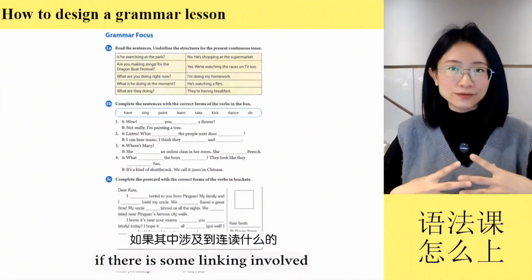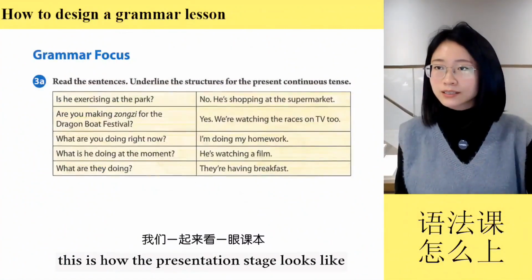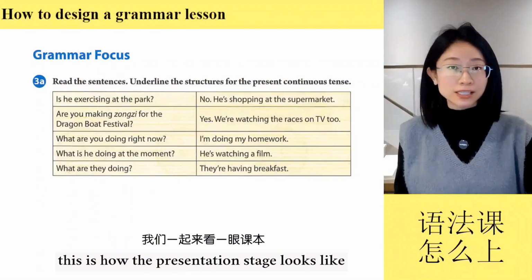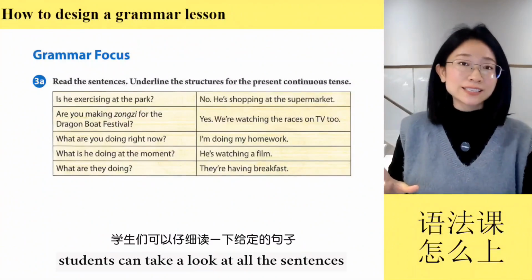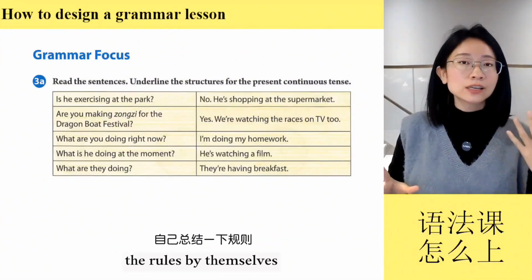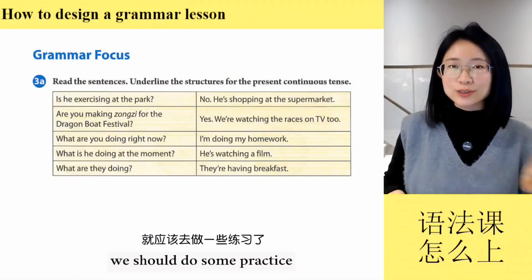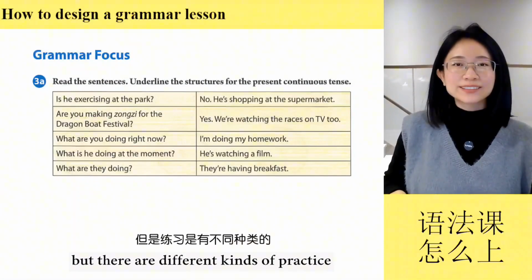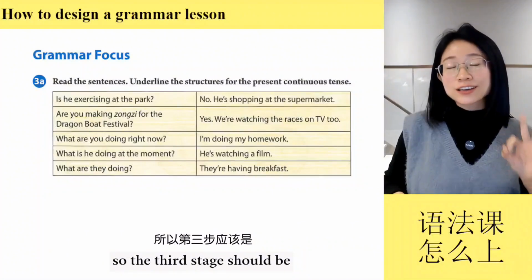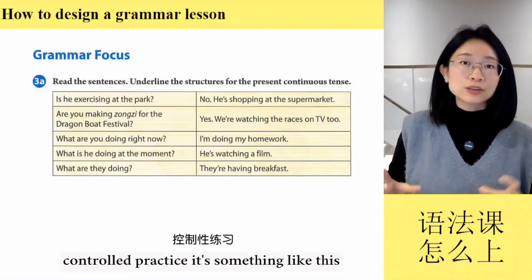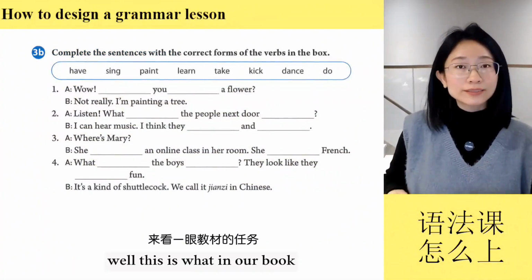linking involved. And after the presentation stage, this is how the presentation stage looks like, from our textbook. Students can take a look at all the sentences and try to find out the rules by themselves. And after this part, we should do some practice, but there are different kinds of practice. So the third stage should be controlled practice. It's something like this. Well, this is what is in our book.